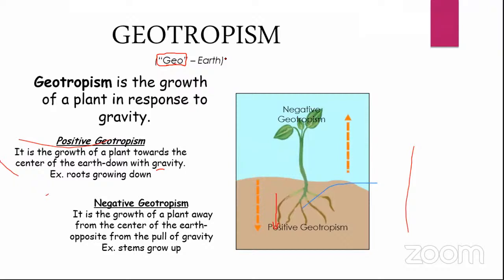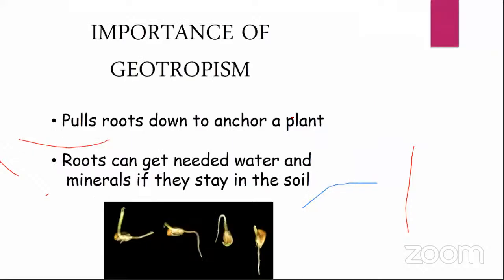and get a duster. Okay, with negative geotropism, it is the growth of a plant away from the center of gravity. That is, the upper part of the plant, the shoot, grows upward, away. So it's negatively geotropic.